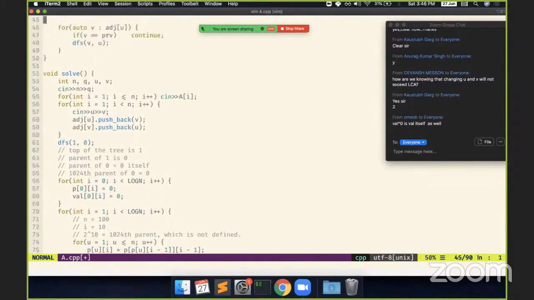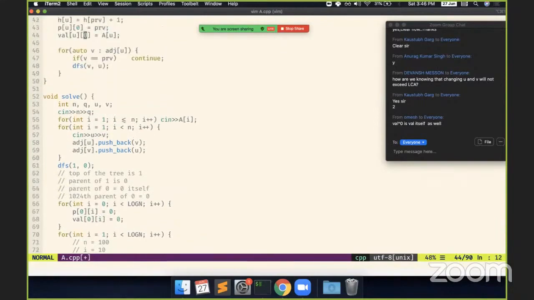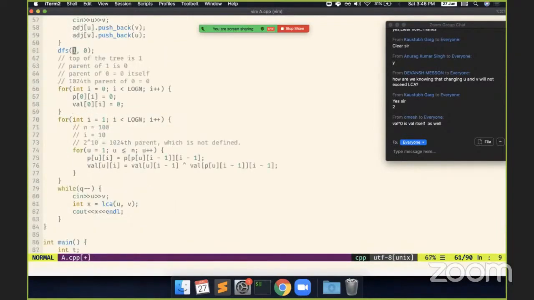Umesh, you're correct. Val of this guy is the value itself. And also, val of 0 is 0. It can't be 5 or anything, because I want to keep here the identity element for XOR. This is important to get the idea of. Because I might sometimes unnecessarily XOR this thing with val 0.